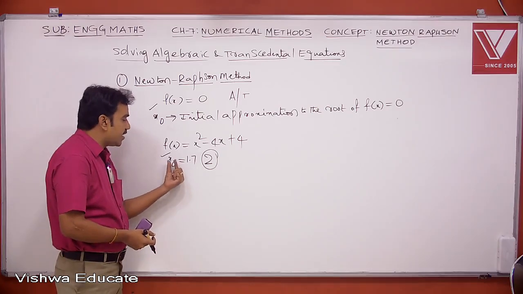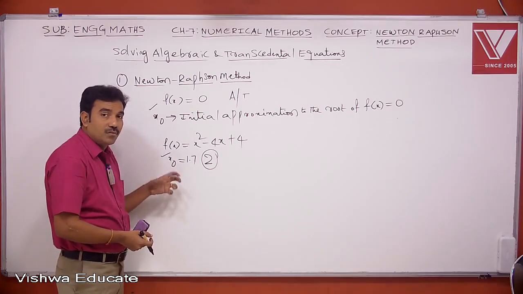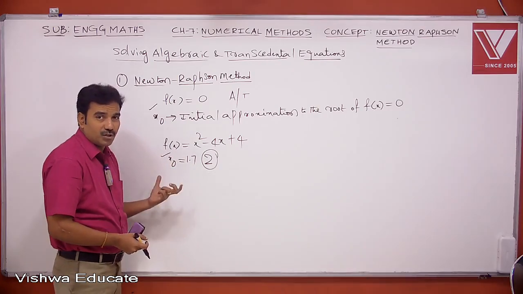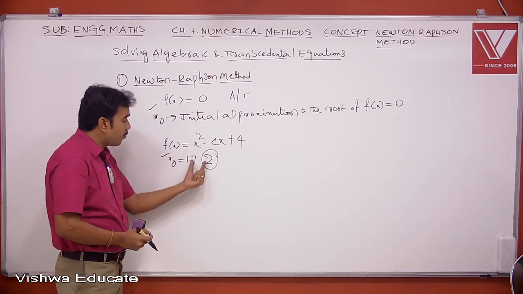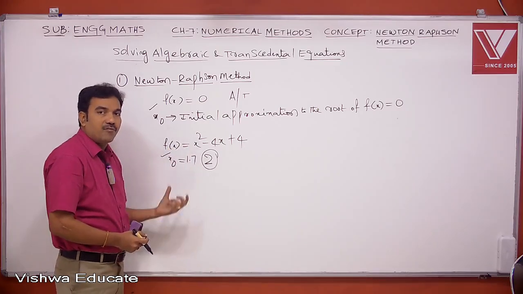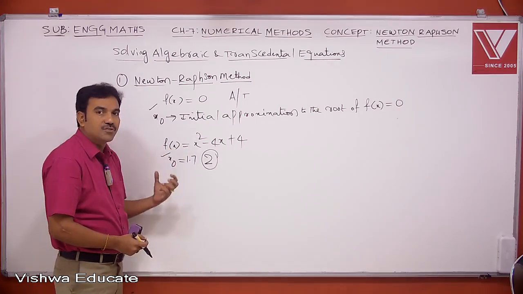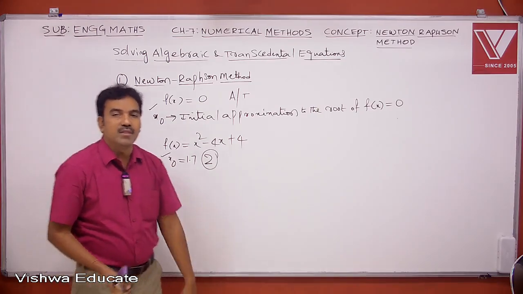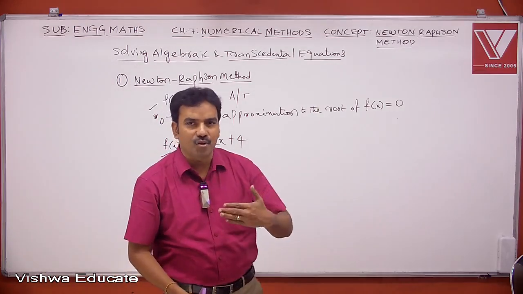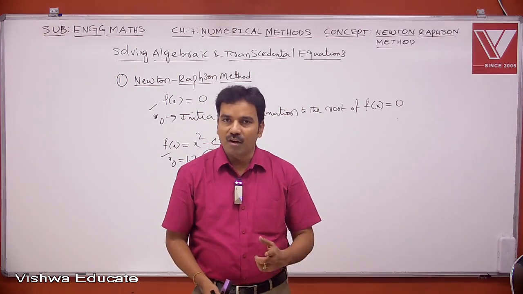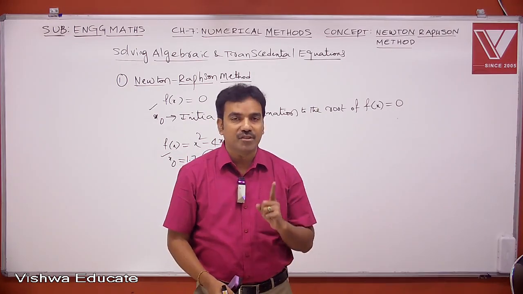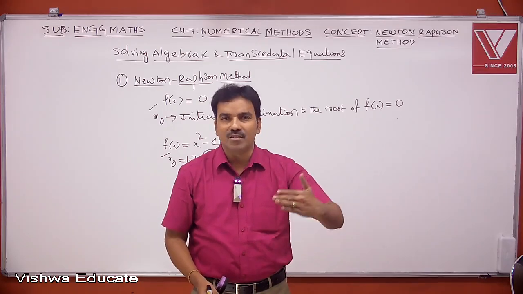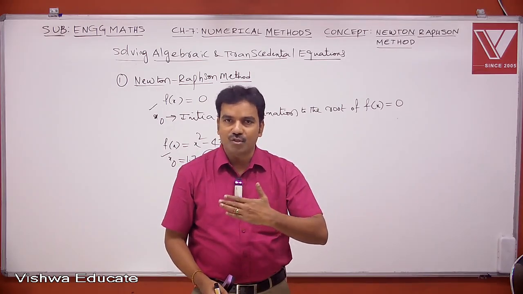This is actually the initial approximation. It has to be supplied, even in the examination. After that, we need to start finding root values iteration-wise: the value of root in the first iteration, the second iteration, third iteration, like this. So we have different syntaxes. x1 is the value of the root in the first iteration, x2 is the value of root in the second iteration. Like this, we continue until some condition is satisfied.